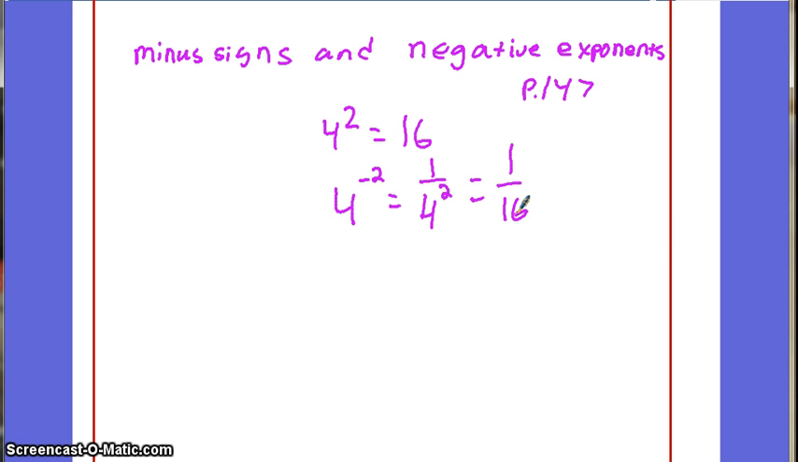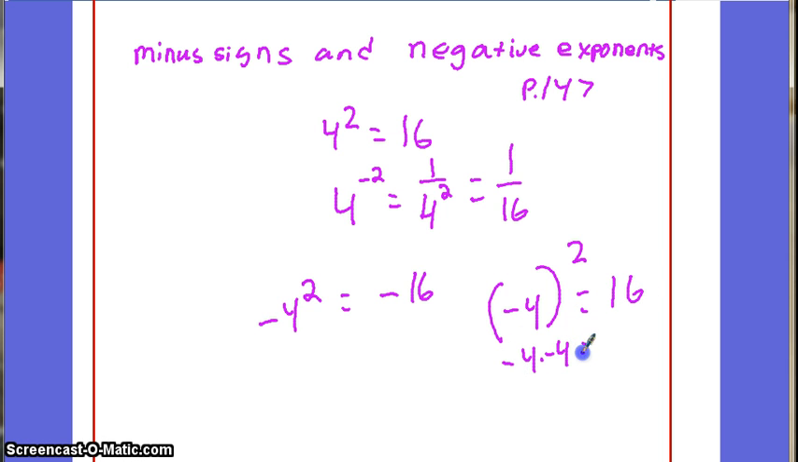What gets us in trouble is, what do we do with a problem that looks like negative 4 squared? Well, 4 squared is 16, but the negative is not being squared, only the 4 is. So my answer for that one, this is a review, is negative 16. But when I put parentheses around it, now I'm squaring negative 4, and that answer gives me positive 16, because negative 4 times negative 4 equals 16. That's my reasoning why that's the case.